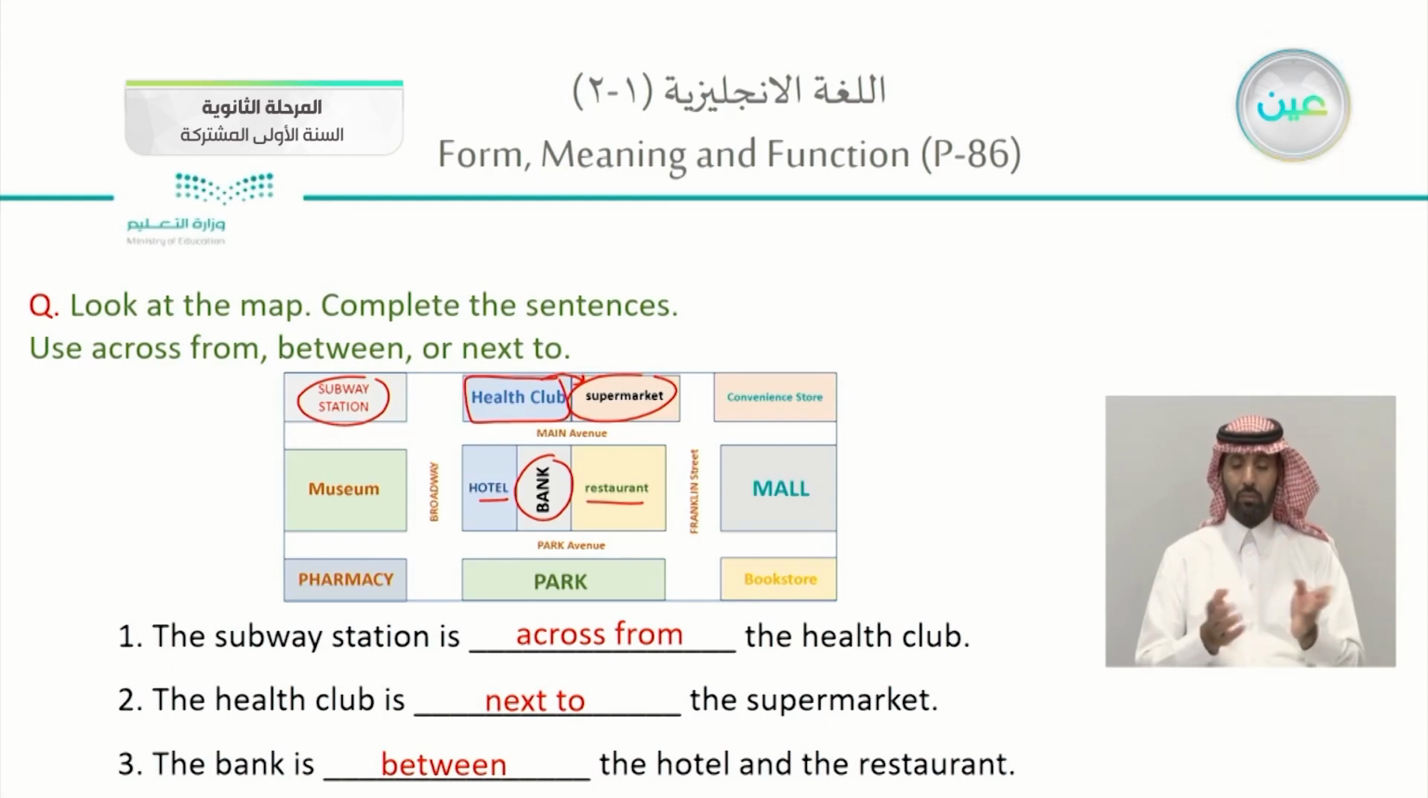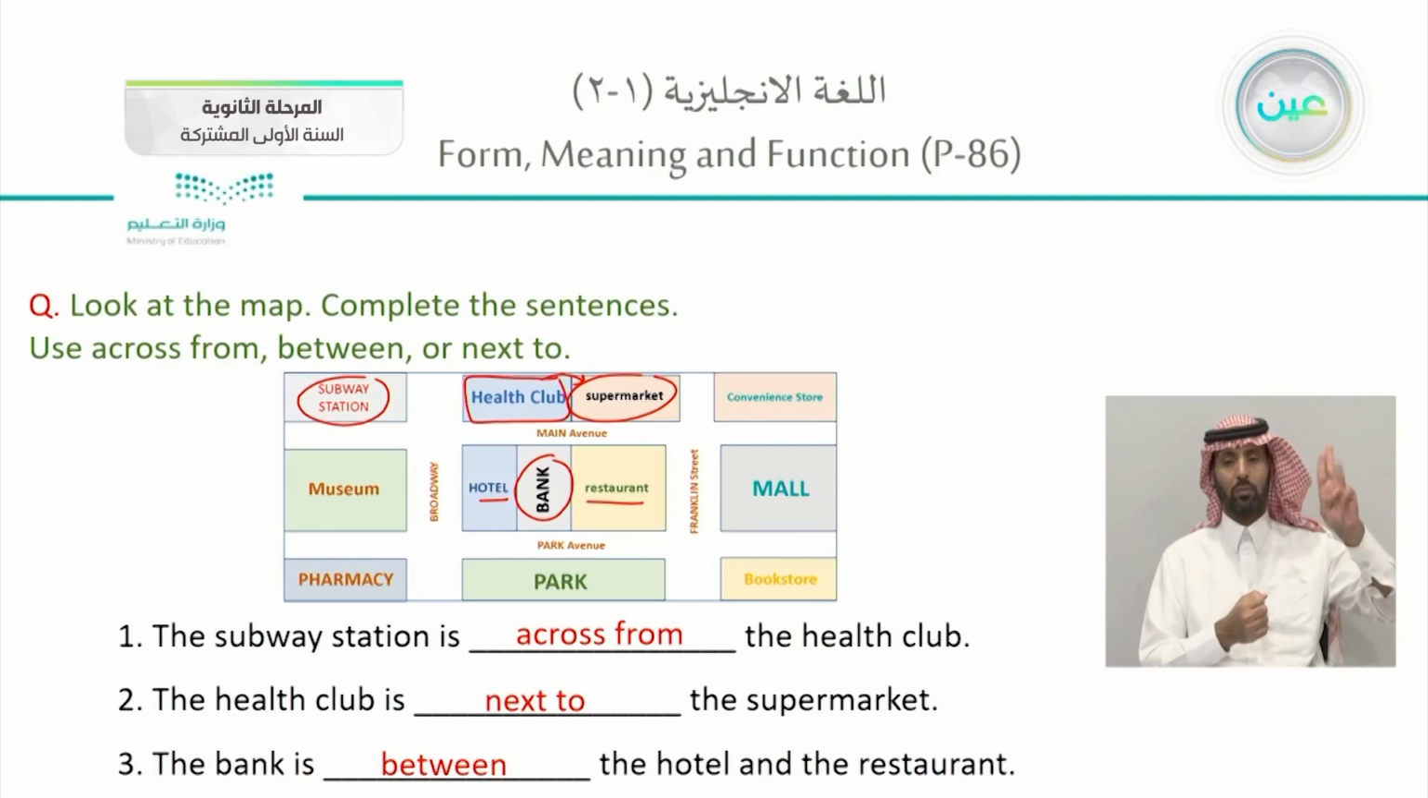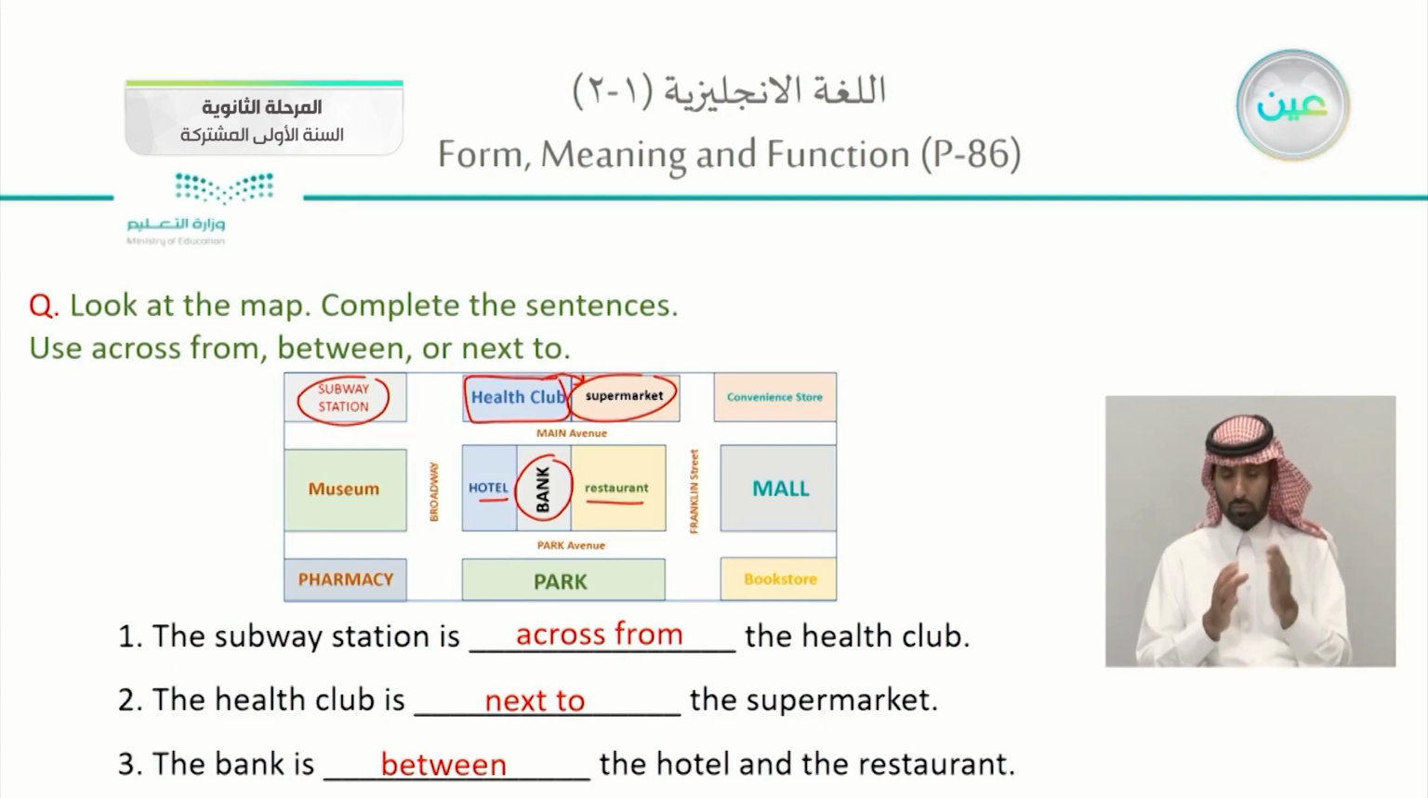Then the health club is next to the supermarket. Here they are. Here's the supermarket and the health club. They are side by side, no street in the middle. So we will say it's next to the supermarket. How about the bank? Here is the bank. We have the restaurant and the hotel. So it is somewhere in the middle, so we will use between. It means in the middle, somewhere in the middle between this and that. And we can say that the restaurant is next to the bank and the bank is also next to the hotel. They are next to each other.